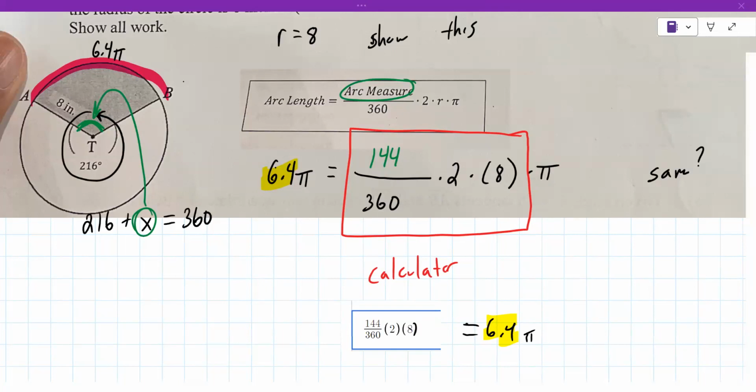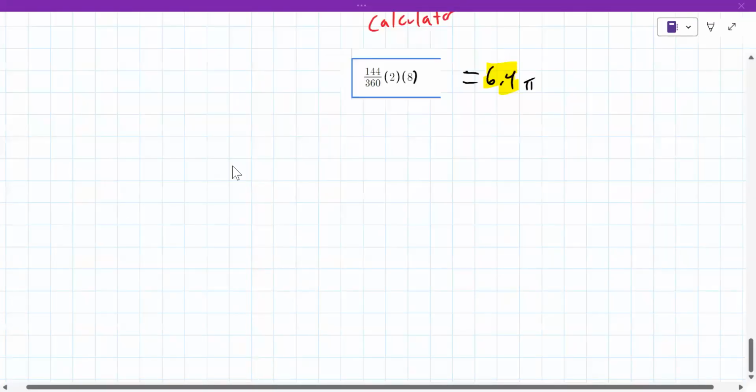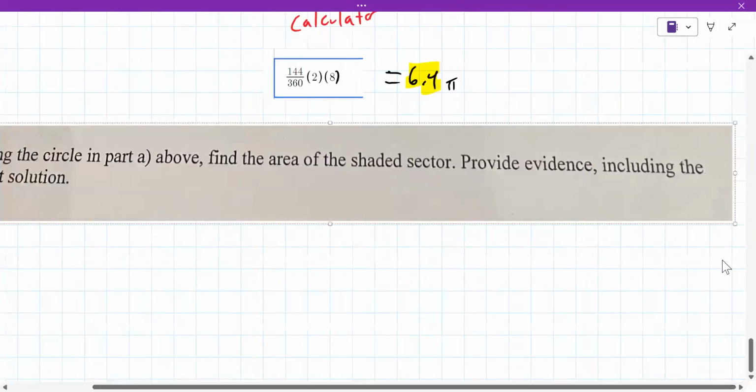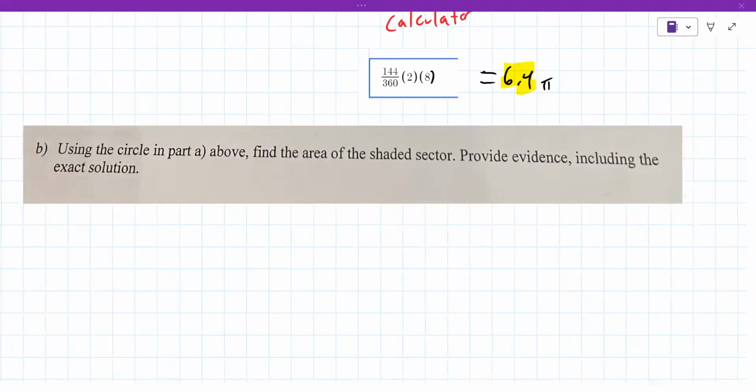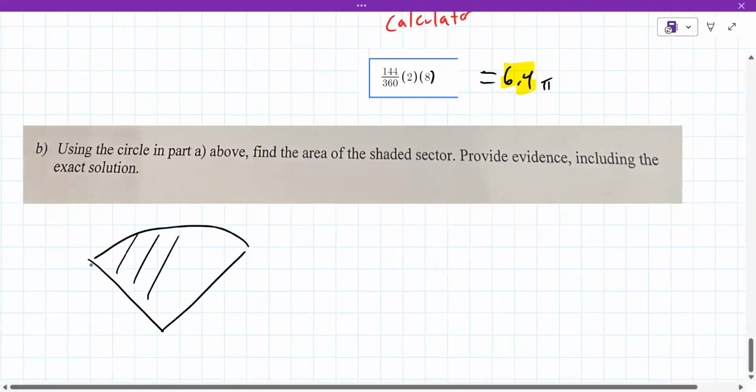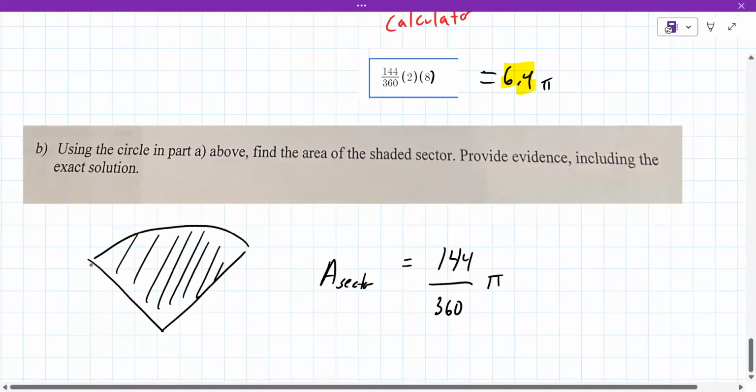Looks good. So now, let's do B. All right, so here we go. To do B, you find the area of the shaded sector. Okay, so we're finding the actual area of the pizza slice. The area of the sector is the angle out of 360. So it's the same angle as before, 144 divided by 360 pi r squared.